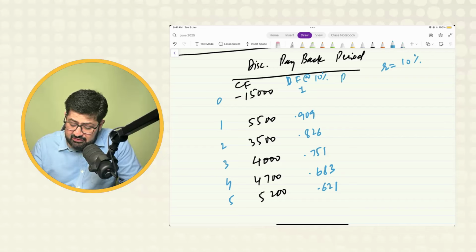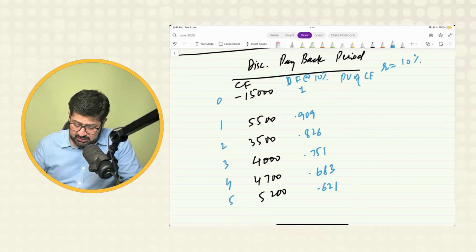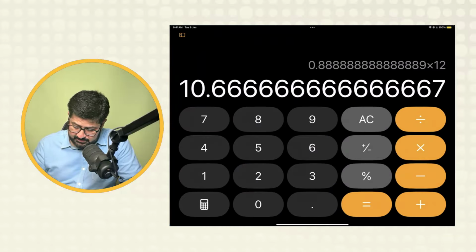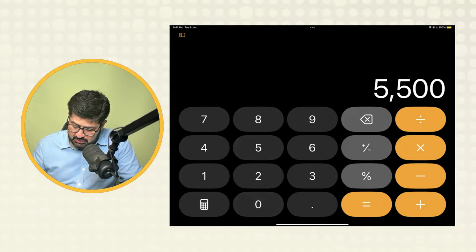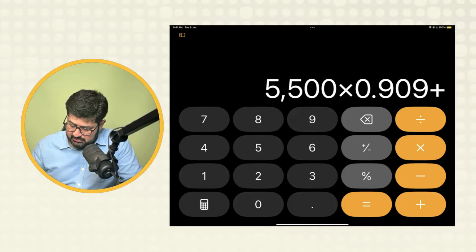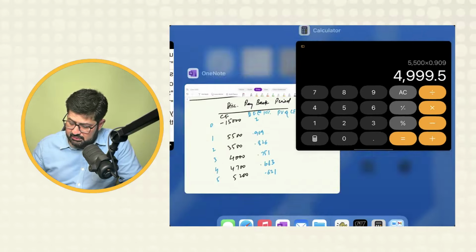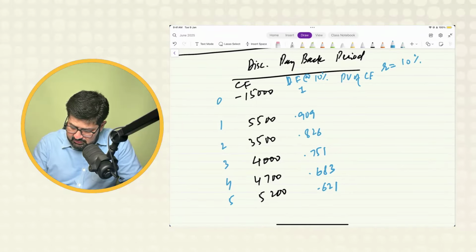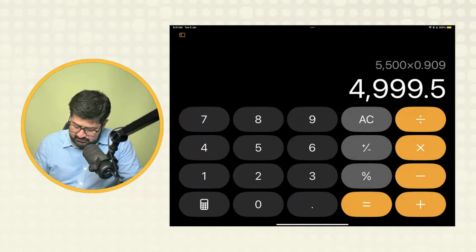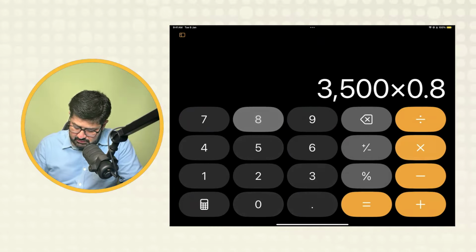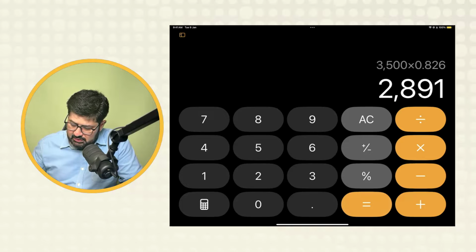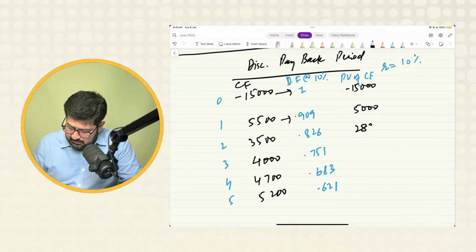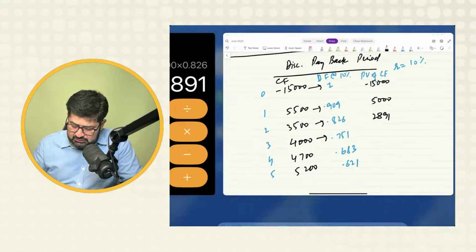Now we will calculate the present value of cash flows. So 5,500 times 0.909 is 4,999, so 5,000 you can see. And here it is 15,000 negative because it is multiplied here. 3,500 times 0.826 is 2,891. Okay. Now 4,000 times 0.751.